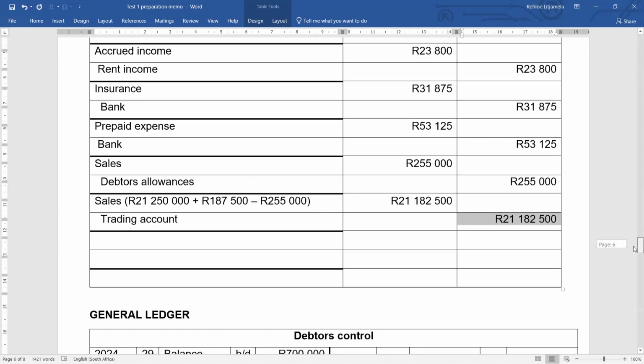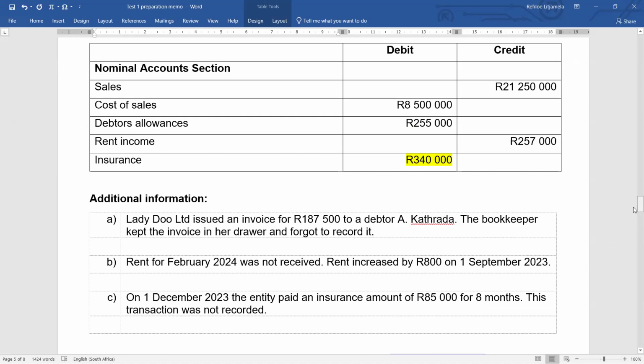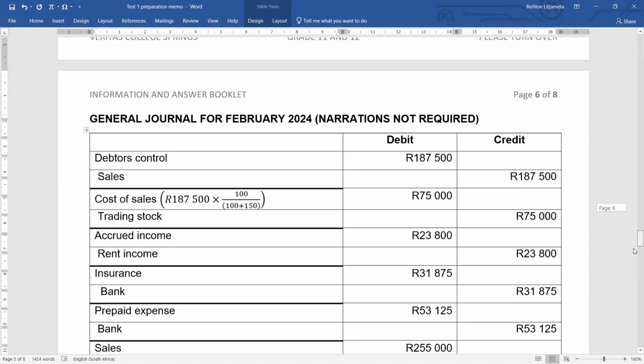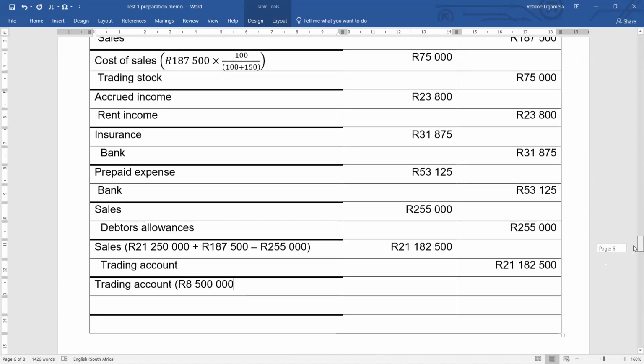All right. And then I'm going to go to cost of sales. So what I'm going to do with cost of sales, I'm going to do the same thing. I'm going to take cost of sales to trading account. Remember, cost of sales increase on the debit side, but now I'm going to decrease them. And when I decrease them, the whole amount for cost of sales will go to trading account. And for me to get the amount for cost of sales, I'm going to go to my trial balance. Cost of sales is 8.5 million.